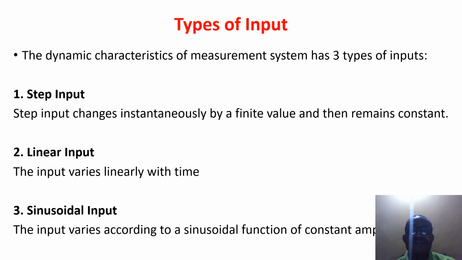The types of inputs that can be measured in terms of the dynamic characteristics of a measurement system are basically three. The first is step input. A step input changes instantaneously by a finite value and then remains constant. It changes and remains constant. The second is linear input. The linear input varies linearly with time, while we have the sinusoidal input that changes sinusoidally.